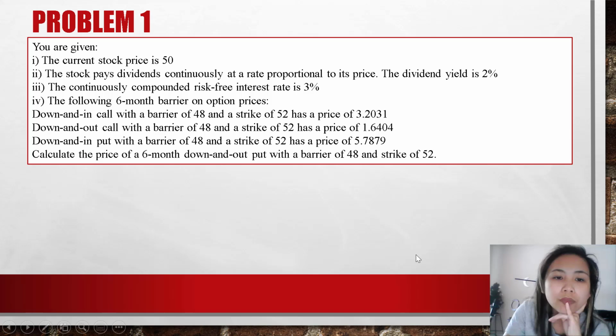The reason that all of these are called down is because we consider the downward barrier of 48. You see that the barrier of 48 is less than the strike. That's why we are considering the downward barrier.